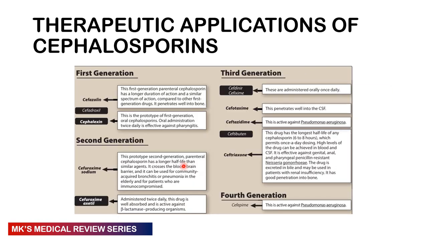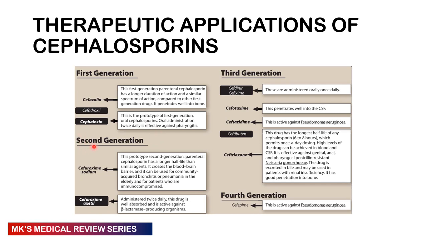So here is another thing on the therapeutic application, with the different generations. We have the first generation like Cefazolin and Cephalexin. Cefazolin is a first generation cephalosporin. It has a very long duration of action and a similar spectrum of action compared to other first generation drugs, and it penetrates into the bone quite well. Then Cephalexin is the prototype of the first generation oral cephalosporins. It's given orally twice a day, which is effective against a pharyngitis infection, for example.